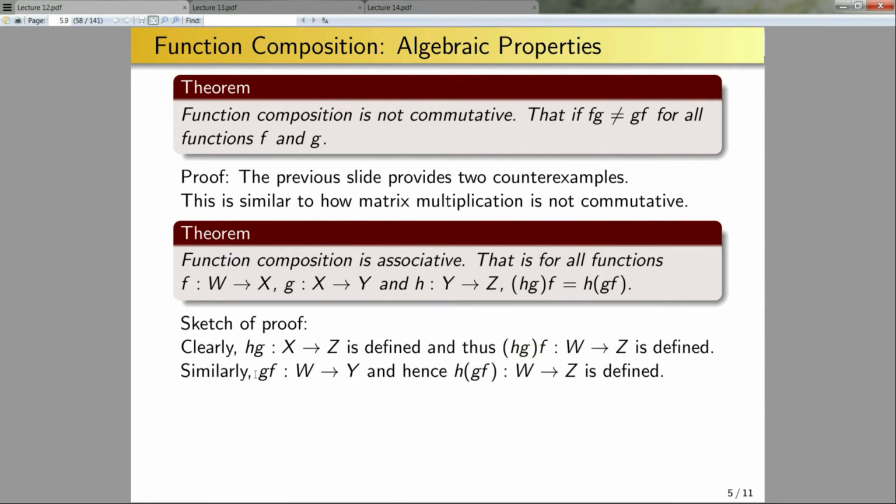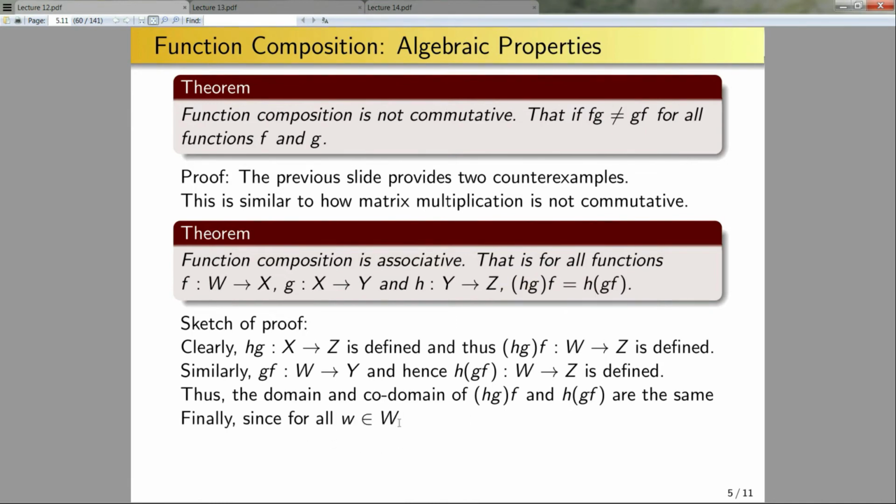Further, g∘f is going to be a defined function. Hence, I can now apply h to get that h∘(g∘f) is a defined function. Thus, I can say that the domain and codomain of these two functions are the same. Finally, I need to show that these two functions do the same thing for any arbitrary w in W. So to do that, I simply examine what they do. For any w in W, (h∘g)∘f will take an element w and map it to h(g(f(w))).